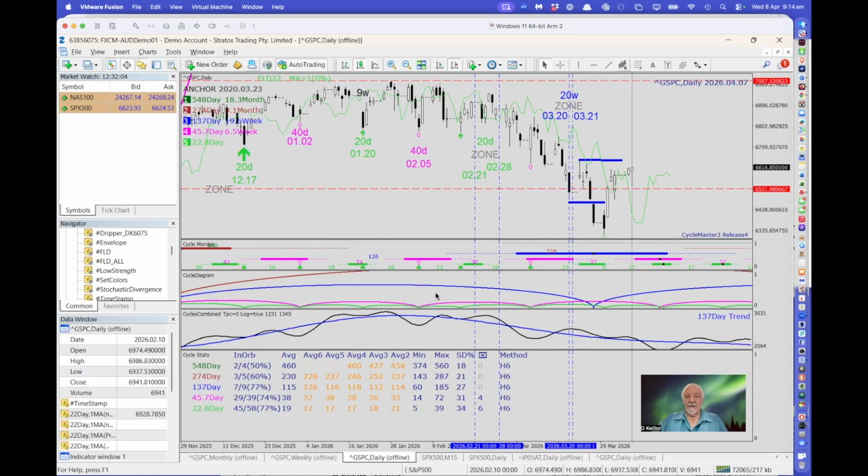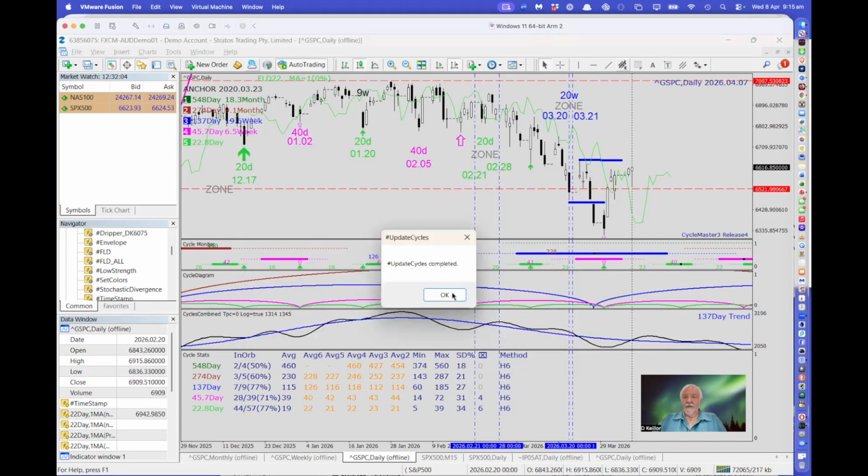So Cycle Master has selected a low back over here, which is not correct. That needs to be over here at the 20-week low. And I suspect that perhaps the solution to this phasing is to reconsider this 40-day low and move it across to the following low. Let's update cycles and see what Cycle Master says about this. Well, lo and behold, there we go. So we can tidy up some of this stuff.